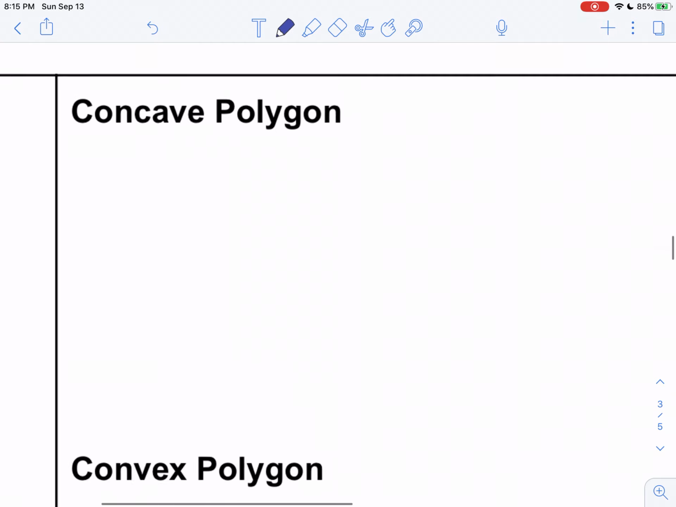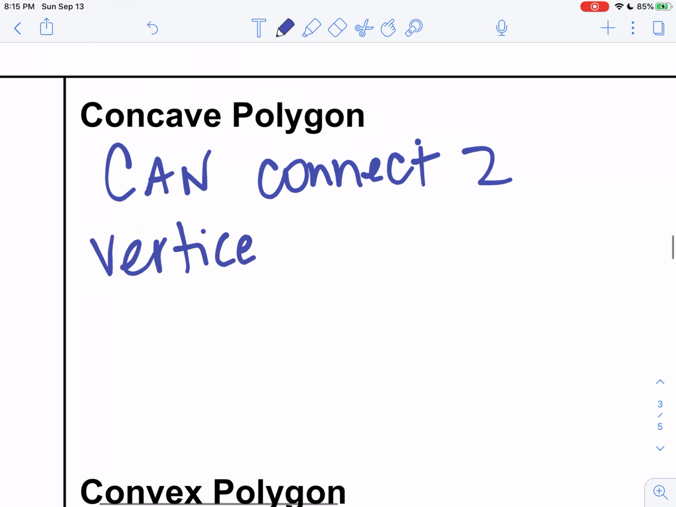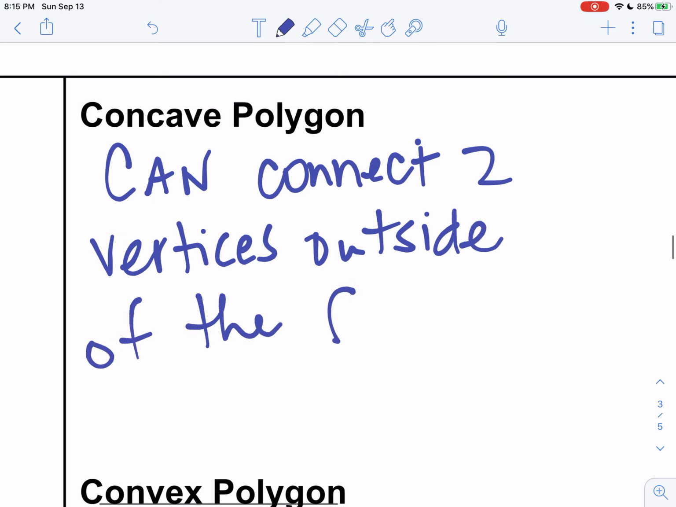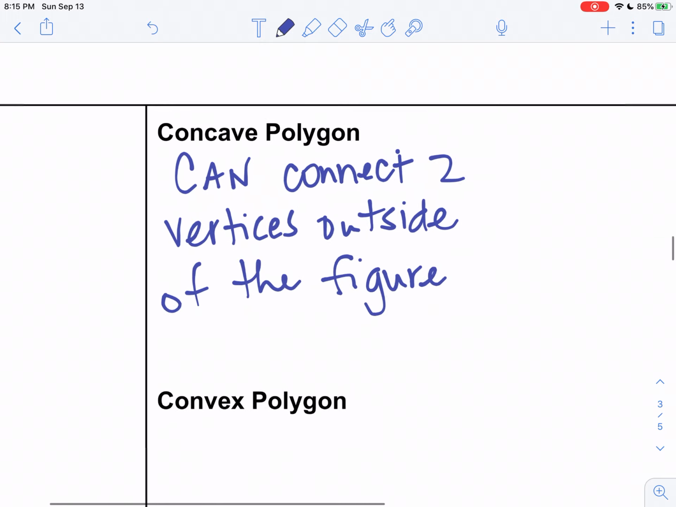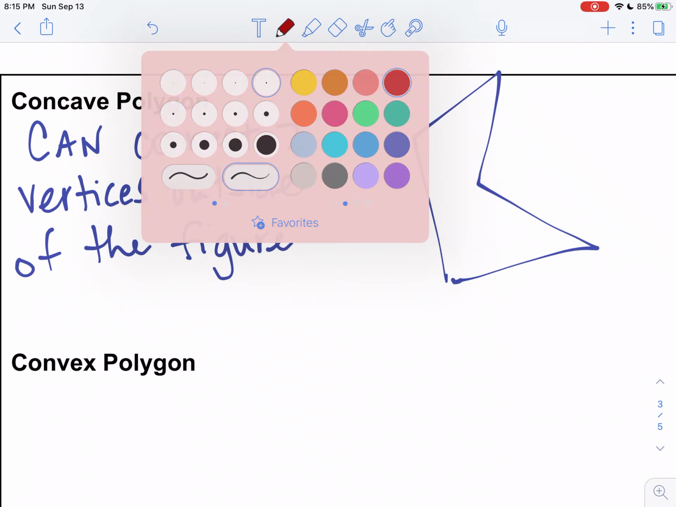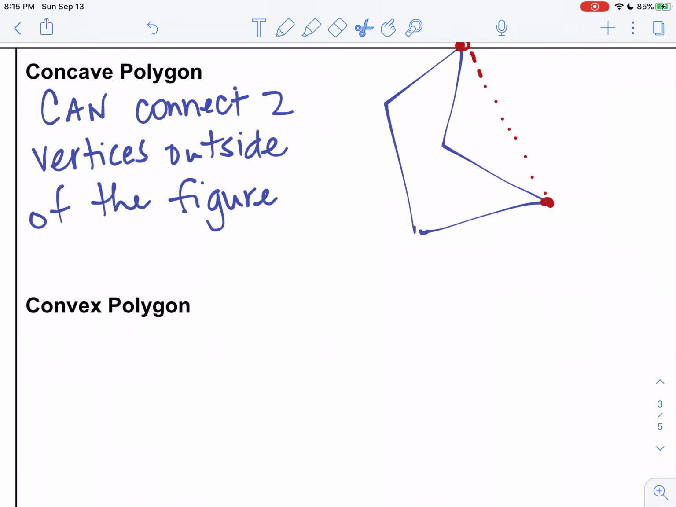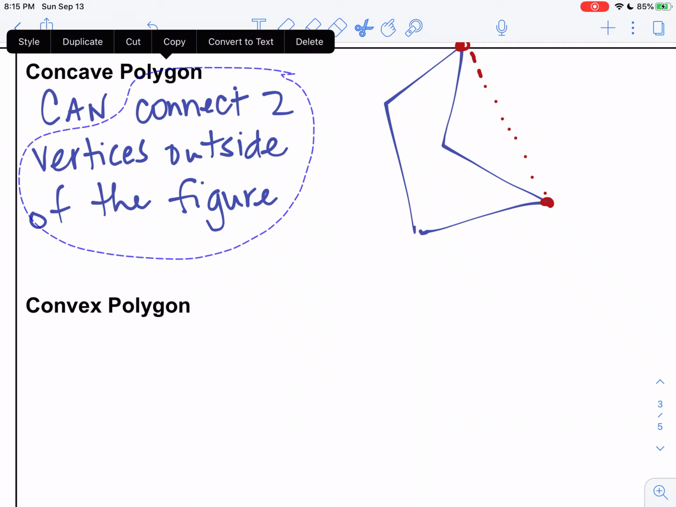Next piece is a concave polygon. And with a concave polygon, we can connect 2 vertices outside of the figure. Okay, so an example might look something like this. So I have 2 vertices or 2 corners of my shape. I can connect those 2 and it makes kind of a cave-like shape. I can connect those 2 corners outside of my figure.